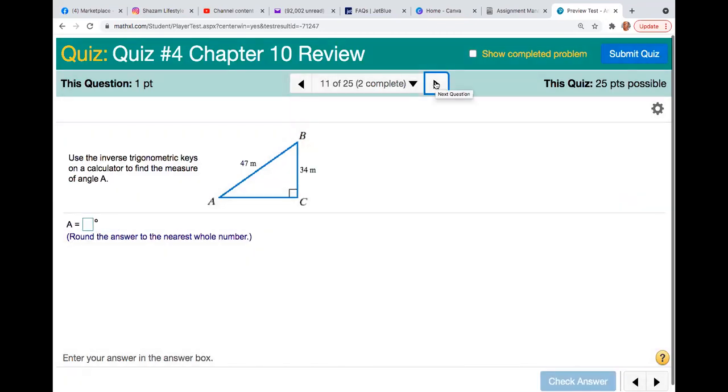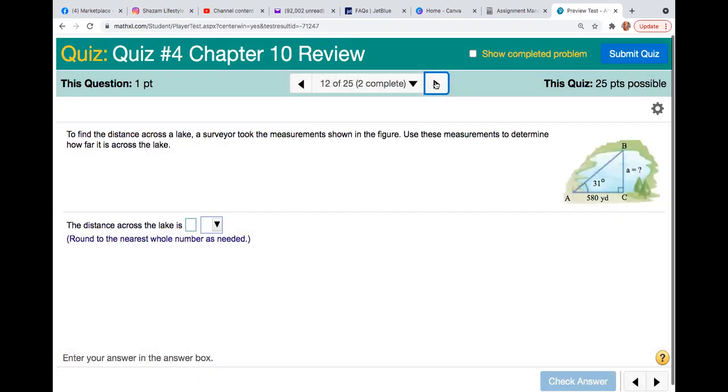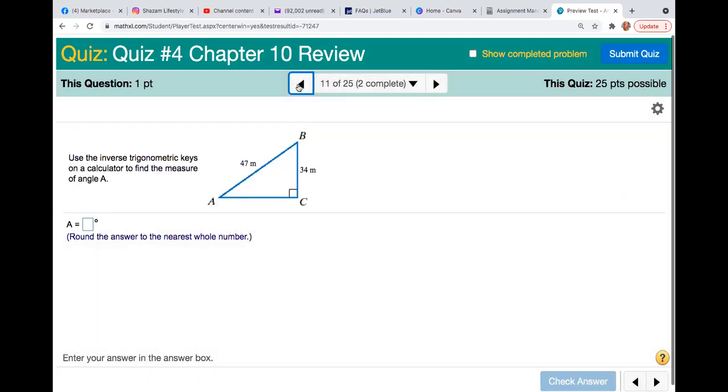Use the inverse trig keys on a calculator to find the measure of angle A. Oh my God, this is another one, guys. I am so sorry, guys. You know what? Let's skip over number 11.